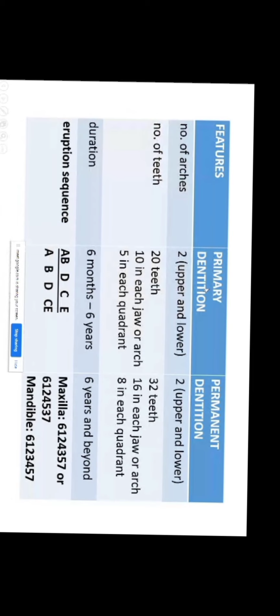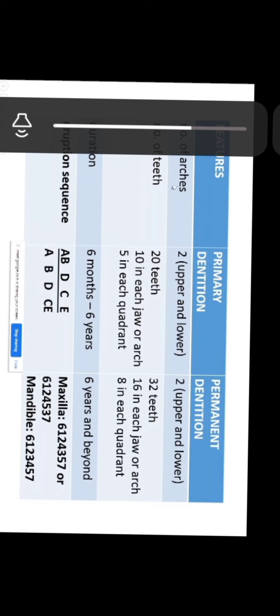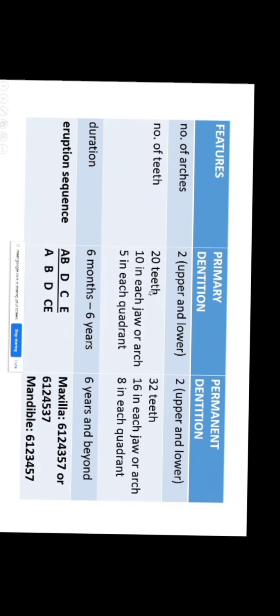Next, let's further differentiate the primary dentition and the permanent dentition. For primary dentition, the number of arches is the same: we have 2 arches, upper and lower. For the number of teeth, the primary dentition has 20 teeth, 10 in each arch or jaw, and 5 in each quadrant. As I said, a quadrant is half of an arch. That's why if 10 in each jaw or arch, you have 5 in each quadrant. For the permanent, you have 32 teeth, 16 in each jaw or arch. Half of that, you have 8 in each quadrant. So 20, and then you have 32.